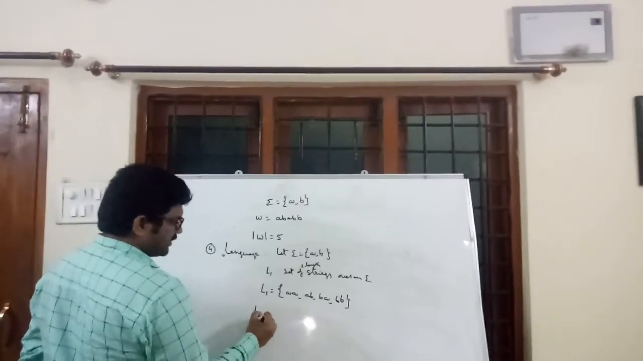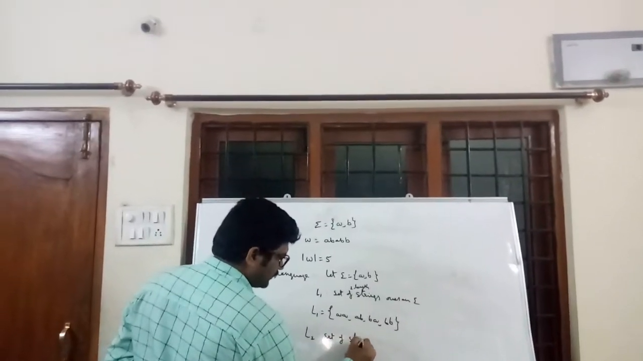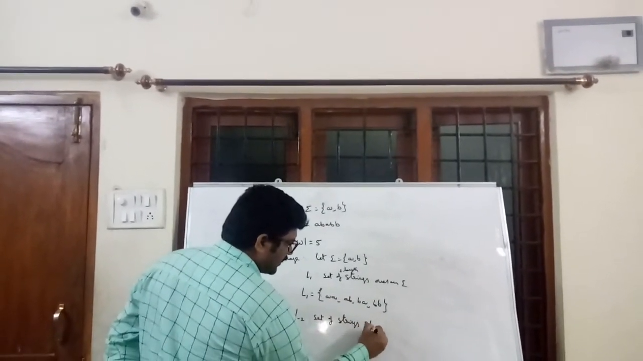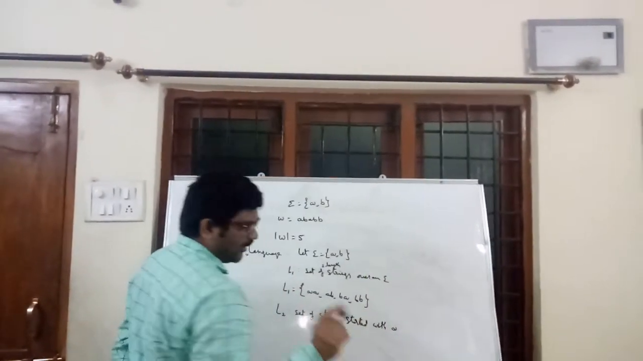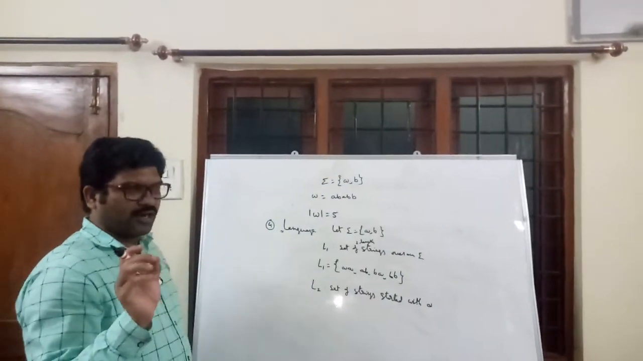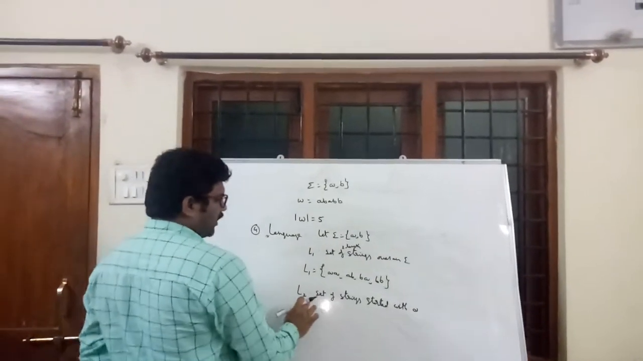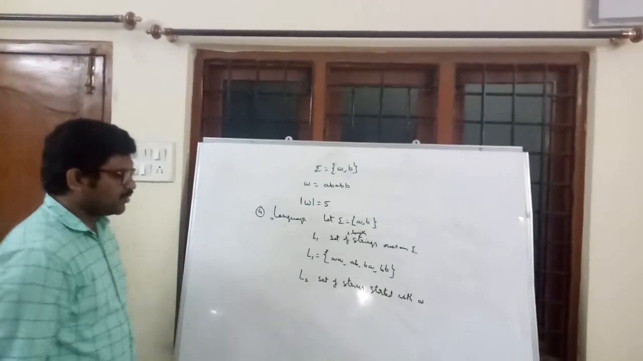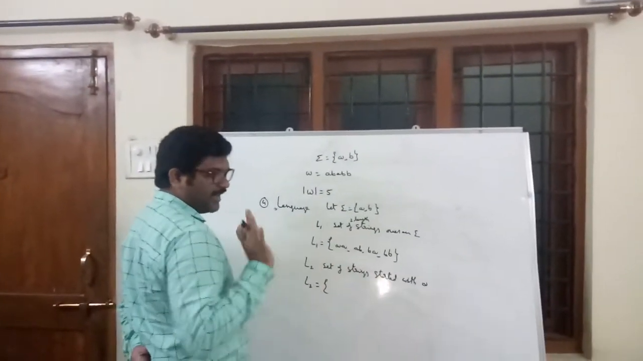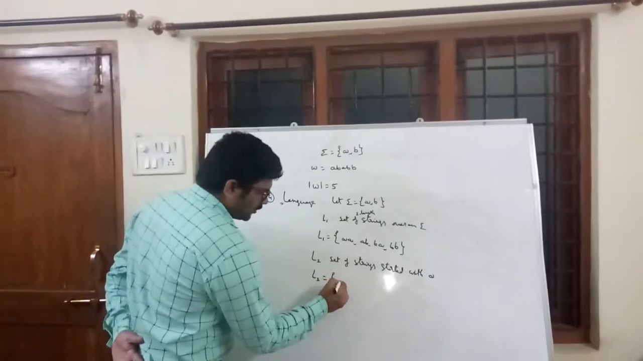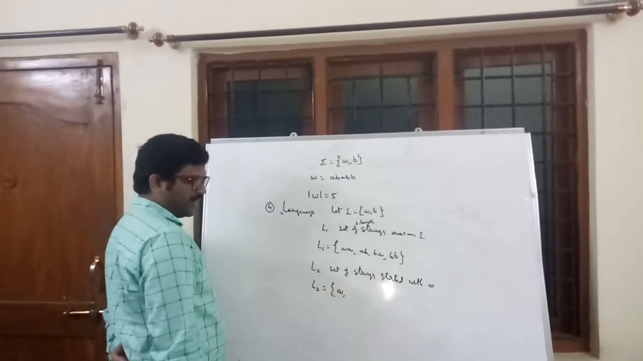Now next, I am taking the next example. L2 means the set of strings started with A. One thing, maybe my writing is not that neat, so listen to my words carefully. So if I write this language, L2 is equal to strings started with A. Definitely in my language all the strings start with A, so A must be included in my language.